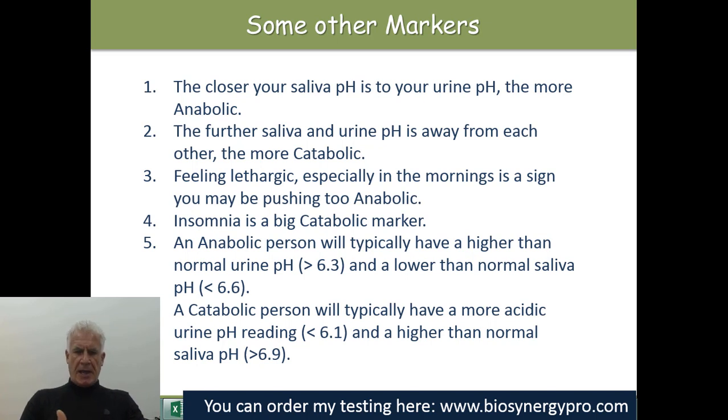A catabolic person, on the other hand, will typically have a more acidic urine pH reading, anything below about 6.1, and a higher than normal saliva pH, greater than 6.9. Okay. Once again, it's about keeping an eye on it. When you take these readings, I'm all about not just taking one reading and saying, well, that's what it was. Do a few readings over a few days, and you get a bit of a feel for the trend, okay? Because we are fluid, the body changes.